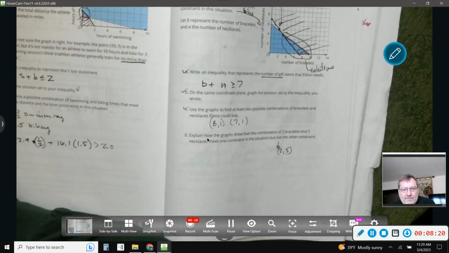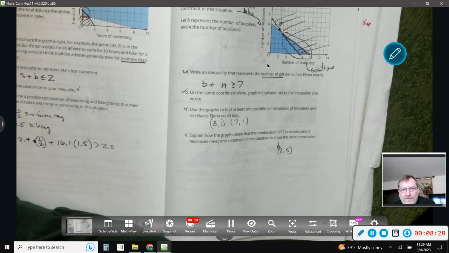And then D, explain how the graphs show that the combination of 2 bracelets and 5 necklaces meets one constraint but not the other. Well, let's just go to (2, 5). There's 2.